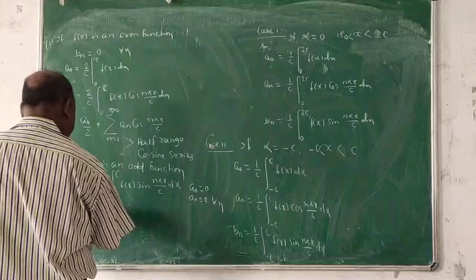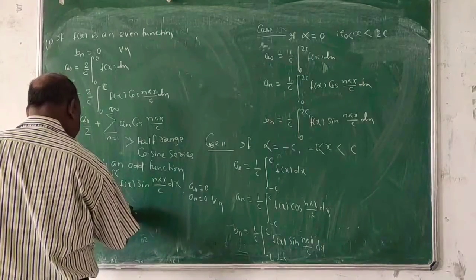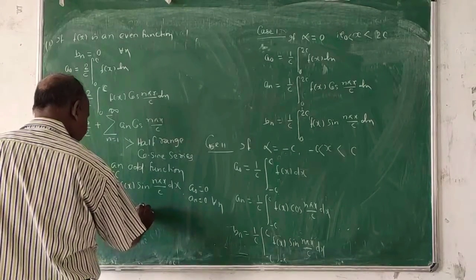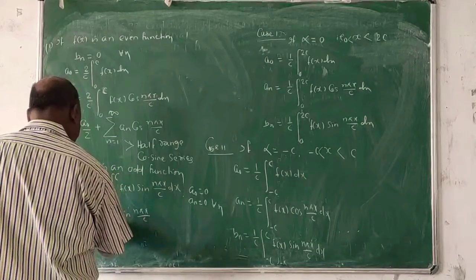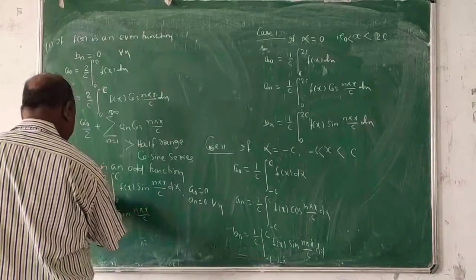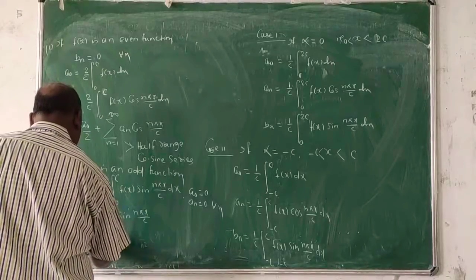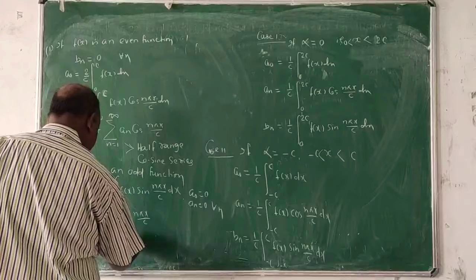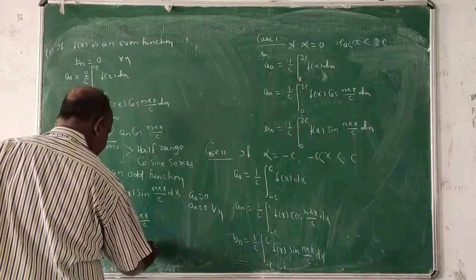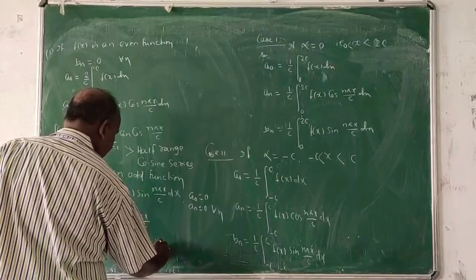Okay? So f of x is nothing but the summation of bn sine of n pi x by c, as n varies from 1 to infinity. This is called the half range sine series.